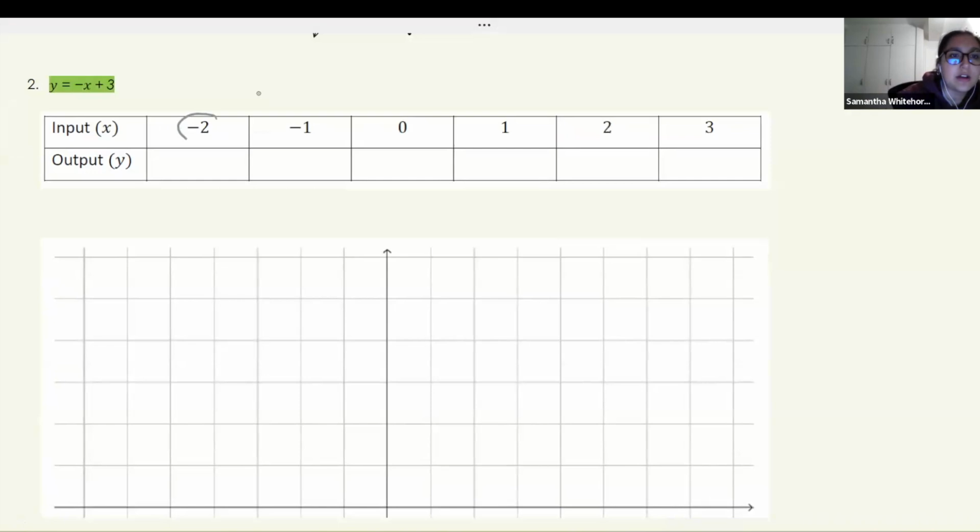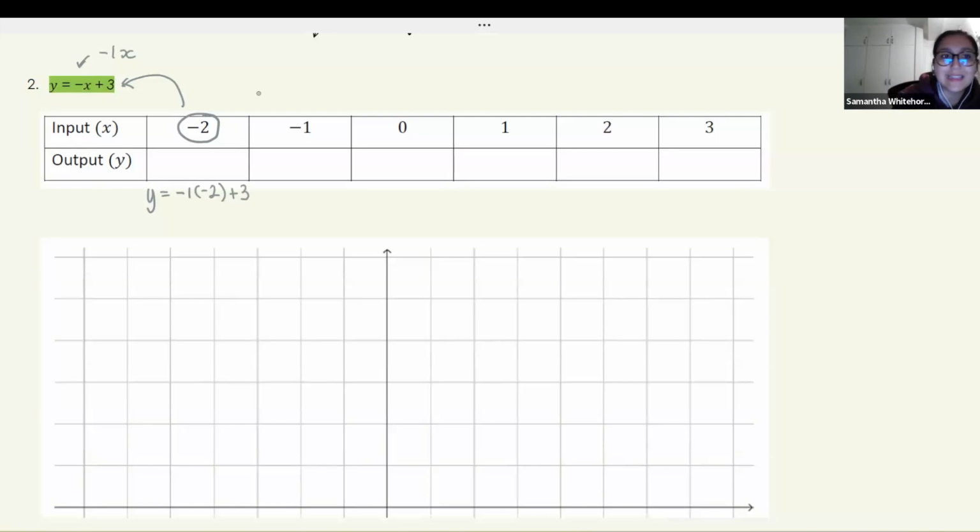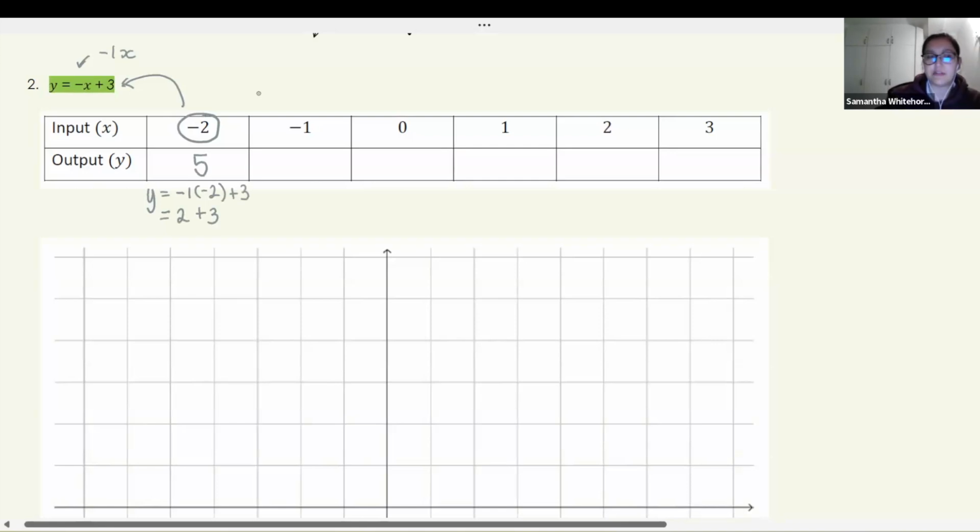So if we have a look at our very first input of x equals -2, we've got our rule. We want to substitute that value in. So we would have y is equal to, and guys, just remember this negative x technically means -1 times x. So we've got -1 times -2 plus 3. We know a negative times a negative is a positive 2, plus 3. So exactly as Tetel's put there, our output is 5.